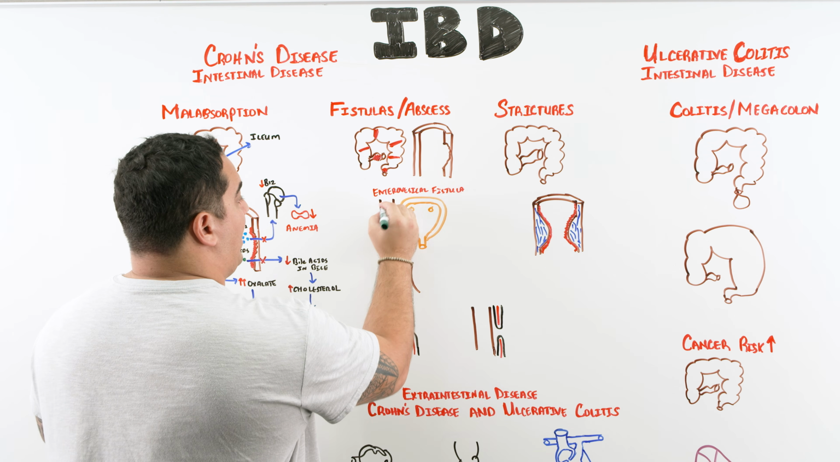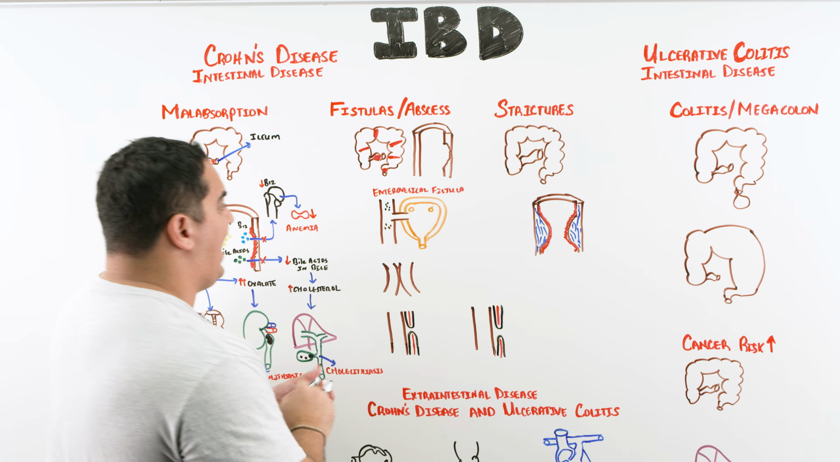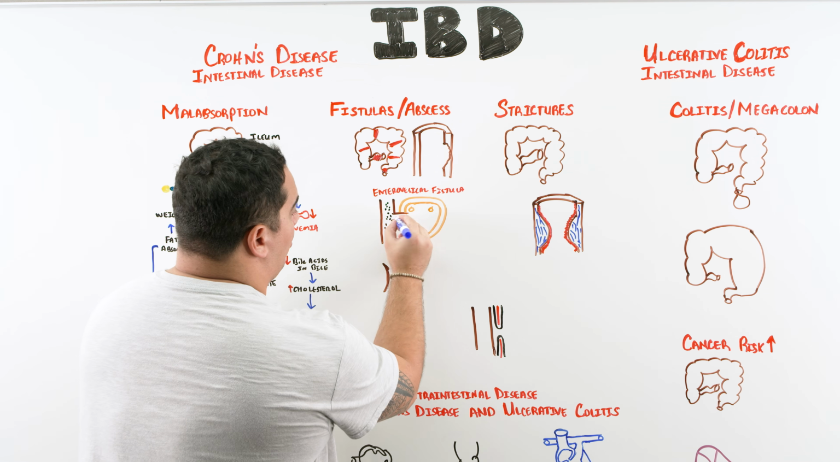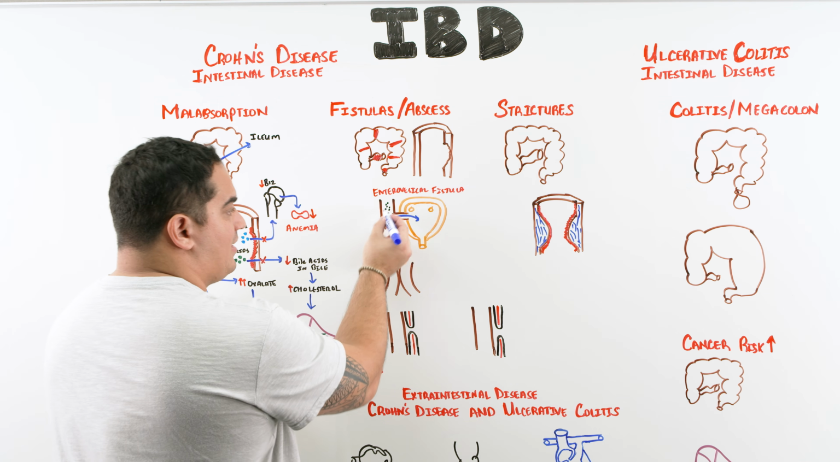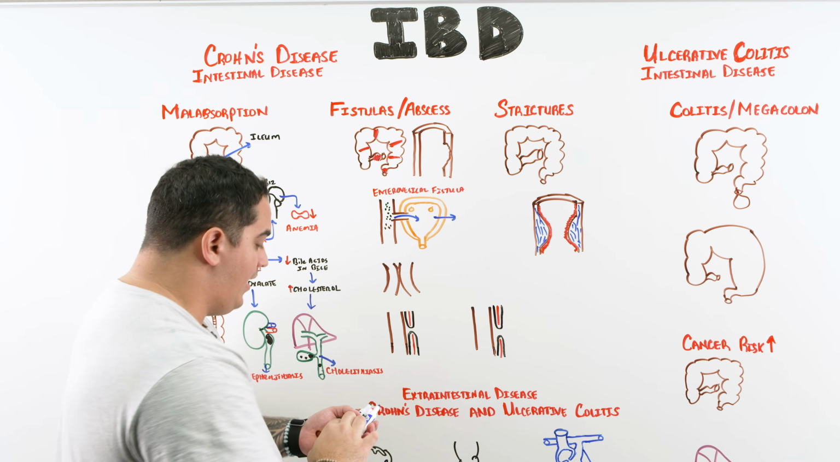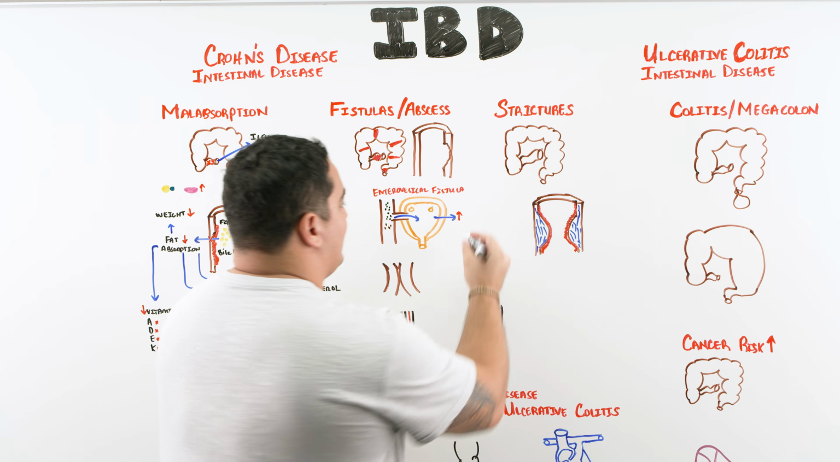Things like bacteria and feces and air can leak right from the bowel into the bladder. And so obviously you can imagine if I have lots of fecal material and bacteria, what am I at high risk of? UTIs, right? So there's definitely an increased incidence of UTIs.